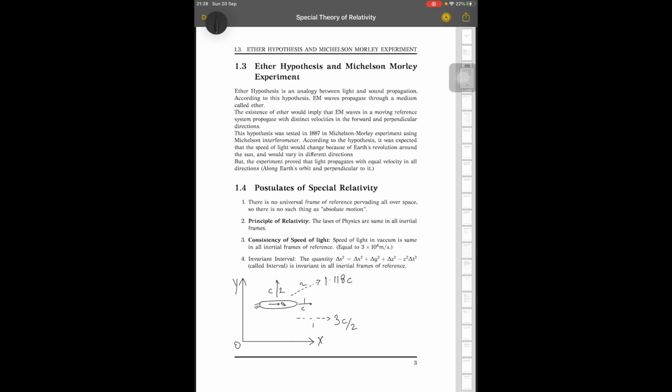According to the hypothesis, it was expected that the speed of light would change because of Earth's revolution around the Sun and would vary in different directions as we saw before. But the experiment proved that light propagates with equal velocities in all directions along the Earth's orbit and perpendicular to it. This is like saying that the velocity of both beams 1 and 2 according to the observer is c. This means that light does not require a medium to travel.